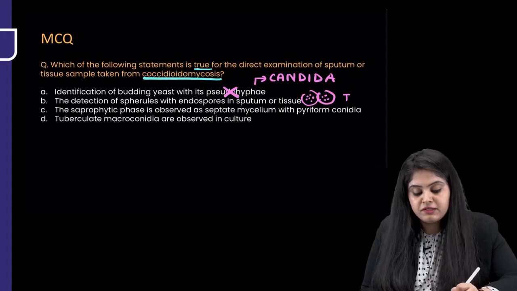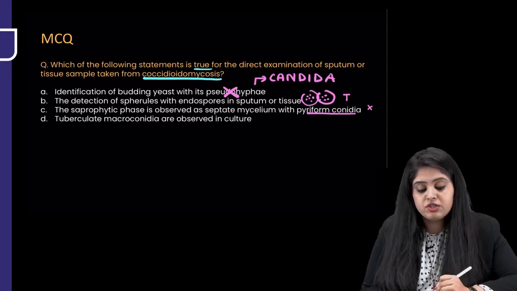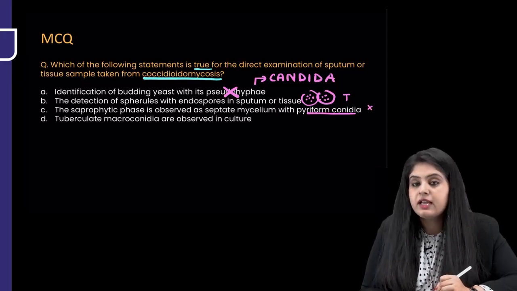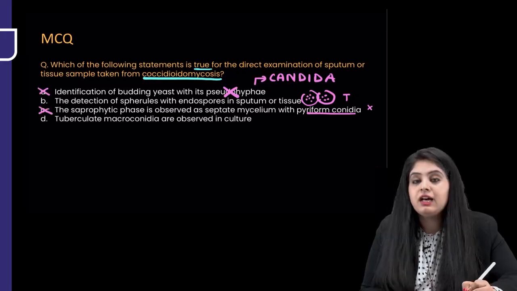The saprophytic phase is observed as septate mycelium with pyriform conidia. No, that is not something that we had studied. We had studied barrel-shaped arthrospores. So that is again wrong over here. Okay, so next. So this is wrong. This is wrong. Last one.